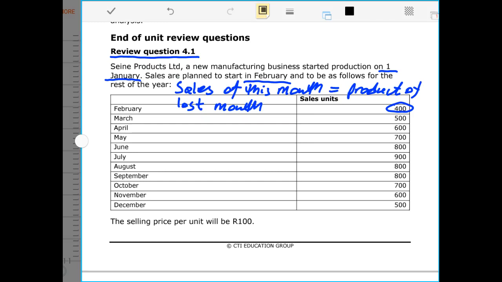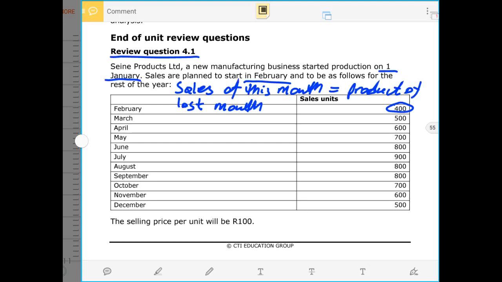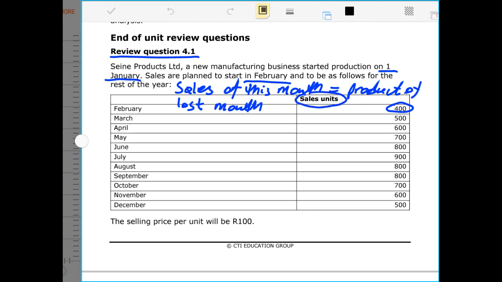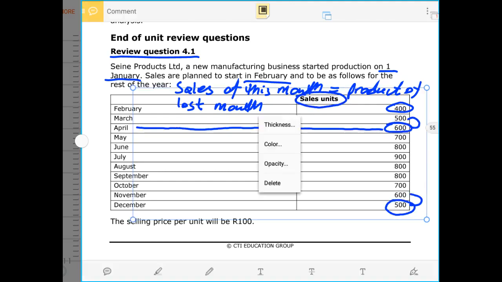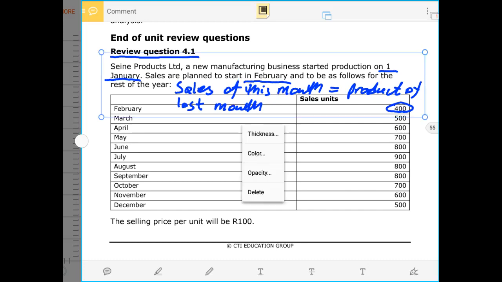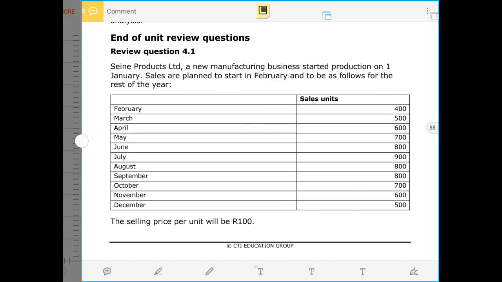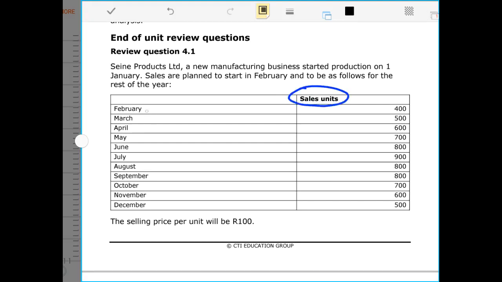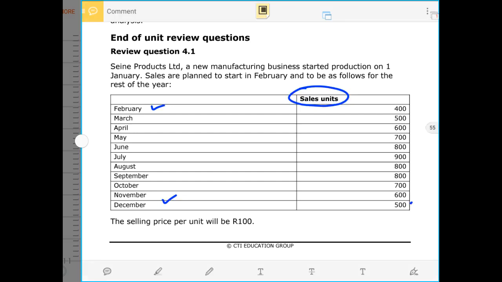This becomes very important in this question, because everything will be tied up in the fact that the sales for the respective months are the sales for the previous month. Let us say the sales of November of 500 is the production of October. The sales of 600 in April is the production of March. As you can see, it's a very interesting question. Take this into account. We are given the sales in units from the month of February until the month of December. These are their sales.